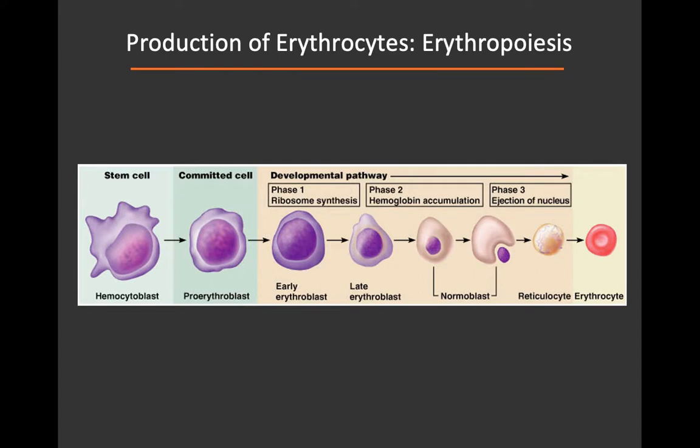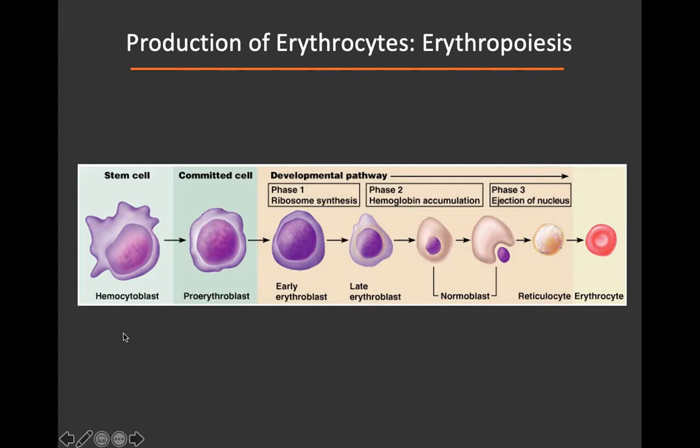The myeloid stem cell then has the ability to become any of those types of blood cells. But eventually what's going to happen is that myeloid stem cell is going to decide which type of blood cell it's going to become. And so we say it's committed. And so once it commits, we're going to then go through basically 3 phases in order to become an erythrocyte. And these are going to be important when we look at other blood diseases.